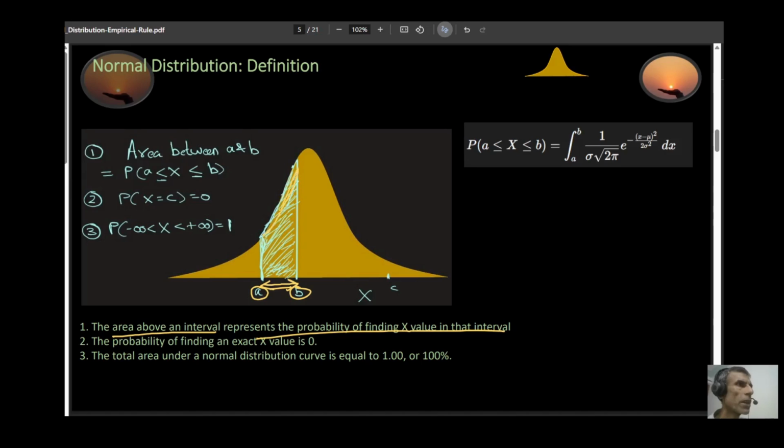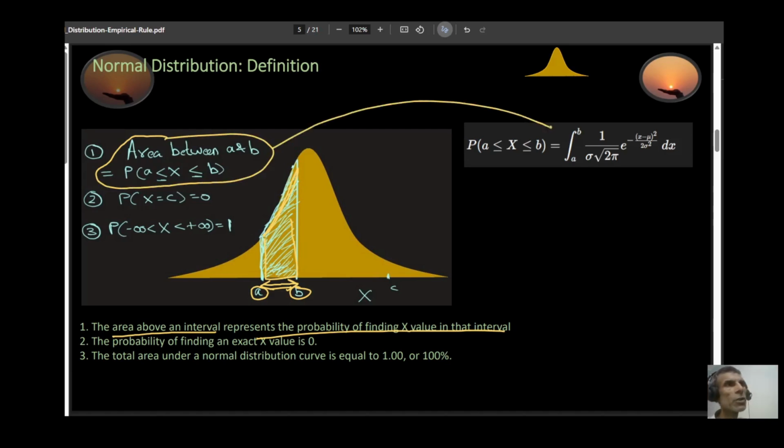Okay, it's equal to the area between the curve and that interval. That's what it means. So the probability of x between a and b is equal to the area between a and b, and that area, if you remember from your calculus class, you can calculate using tools from integration. So this is my integration right here. This is my function. I'm integrating this function, and that will give me this area right here.